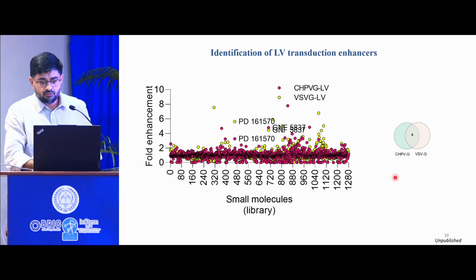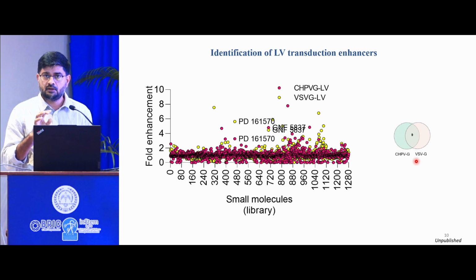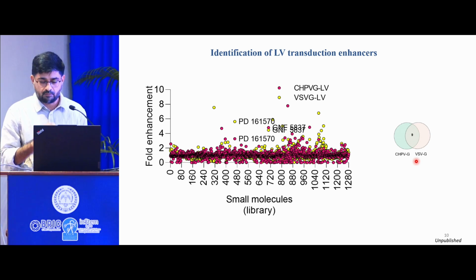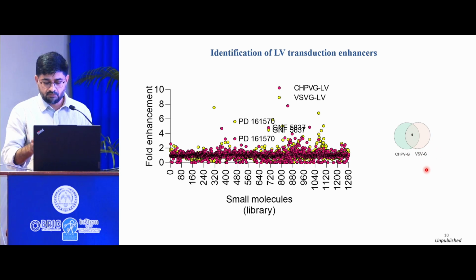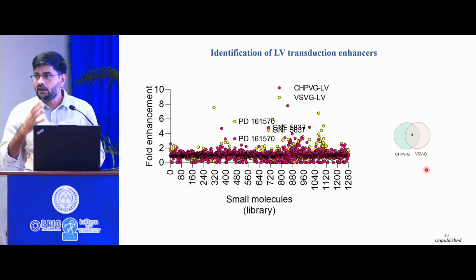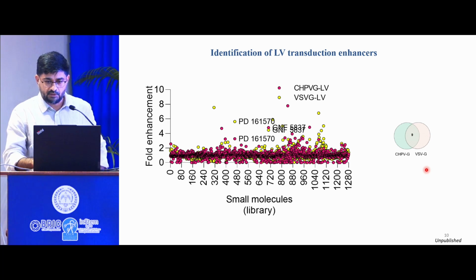Now, why were two different envelopes used? Because although these belong to the same family of viruses, that is rhabdoviruses, Chandipura virus uses a different receptor which is not yet known, and VSVG uses the LDL receptor. So, we wanted these events to be independent of the envelope glycoprotein being used here.